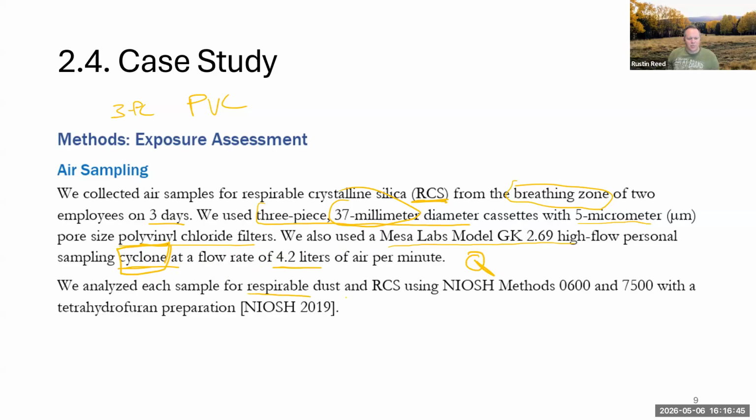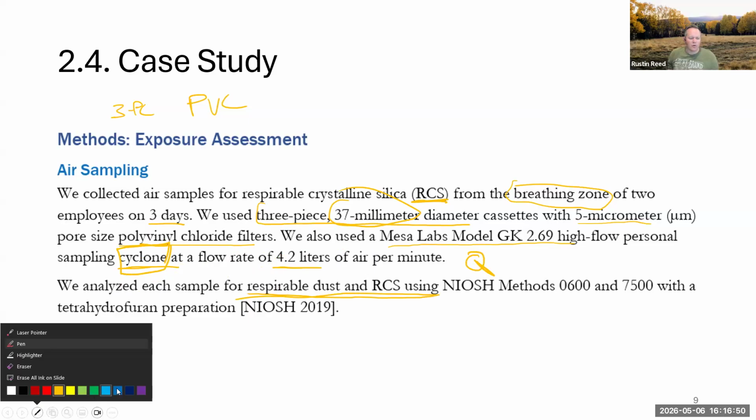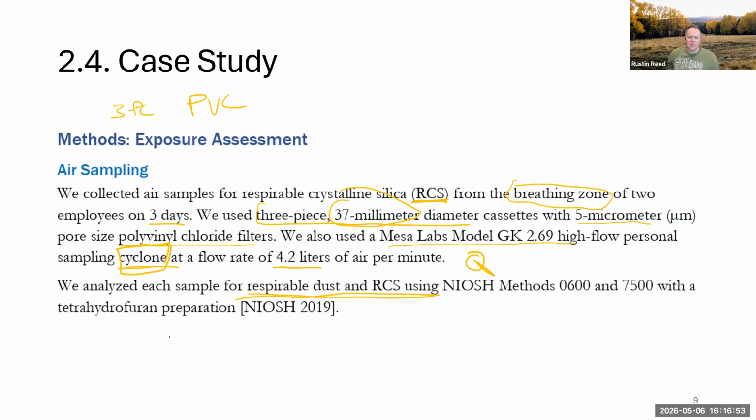And it is possible, as they did here, to use the same sample for both respirable dust and crystalline silica. So they did both, and those method numbers are 0600, that's respectively. So they actually didn't even say that there. I'm surprised. Normally they do, but that's respectively. So RCS is 7500. Respirable dust is 0600. So those are the answers basically there to most of those questions. We're going to answer a couple more in just a little bit.